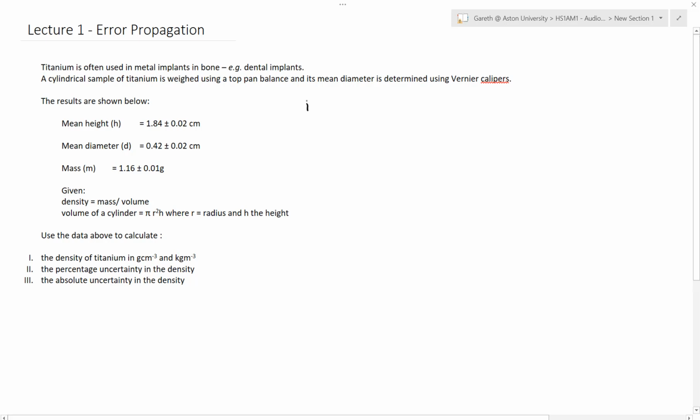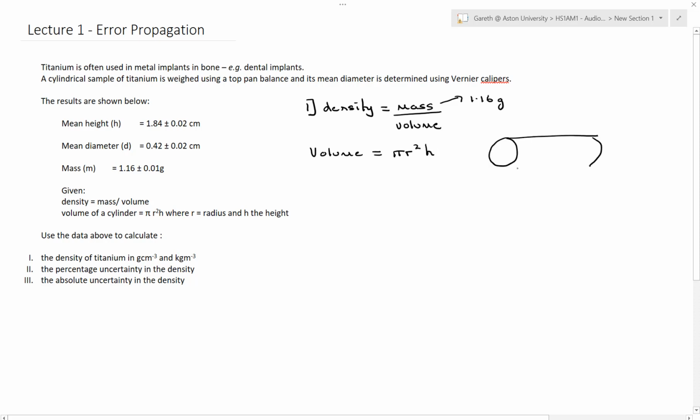So if we start off by calculating the density of titanium, we know that density is equal to mass over volume. We know in the question what the mass is, it's 1.16 grams. But we need to calculate the volume. Now the volume of a cylinder is equal to pi r squared h, where r is the radius of the cylinder and h is the height.